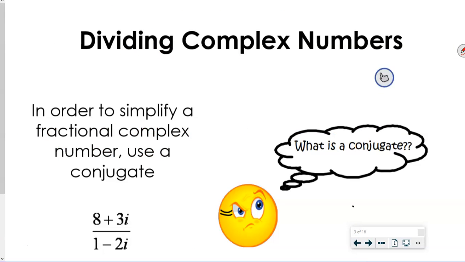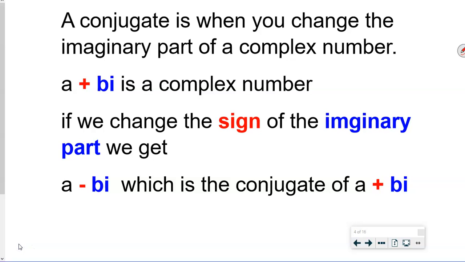So when we're dividing complex numbers, in order to simplify a fractional complex number, we have to use something called a conjugate. Big question is, what is a conjugate? A conjugate is when you change the sign of the imaginary part of a complex number. So a plus bi is a complex number. If we change the sign of the imaginary part, we get a minus bi, which is the conjugate of a plus bi. We're only talking about the imaginary part here, y'all. So that means changing that plus to a minus, and that's all we're doing, is changing the sign.